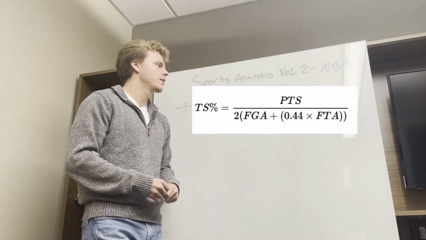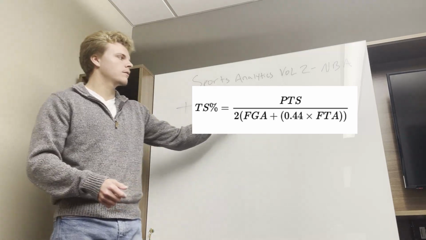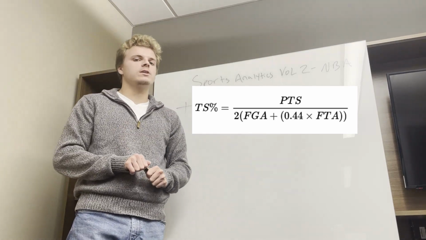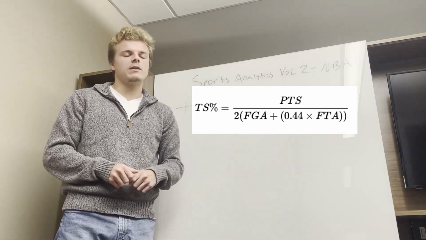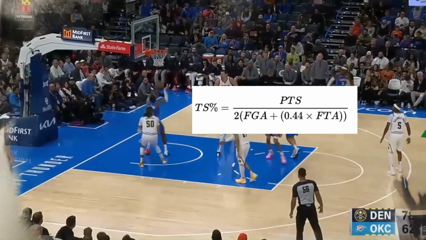and it's sort of acting as a factor. But yeah, true shooting percentage, really the only difference between that and field goal percentage is, like I said, these factors down here, and the fact that you're looking at points rather than field goals attempted or field goals made. That's all there is to it.